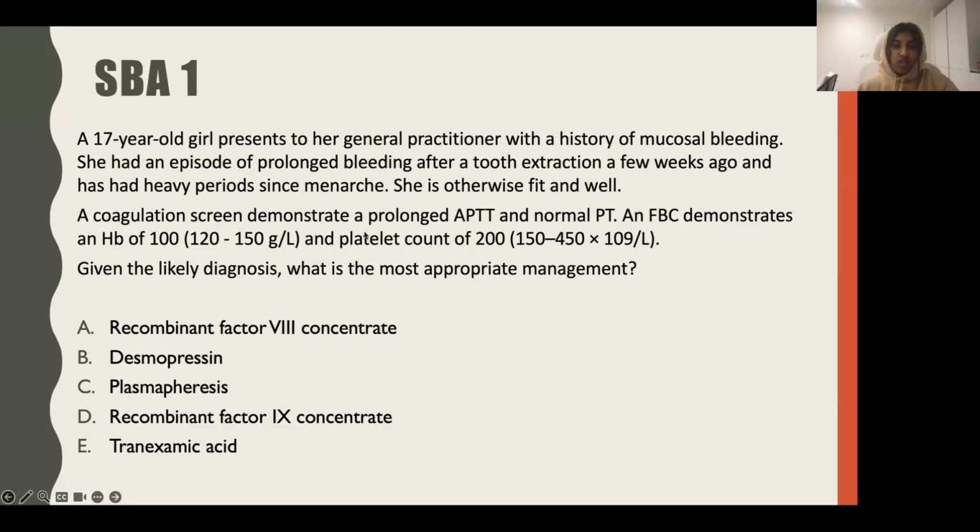Someone will ask, what is HUS? HUS is hemolytic uremic syndrome, which you'll also learn about in renal. It's basically low platelets, thrombocytopenia, anemia, and an AKI. I'm pretty sure that's what that is, but you'll go over that in renal as well. But if you see a platelet problem plus someone's got an AKI, it's most likely to be HUS.